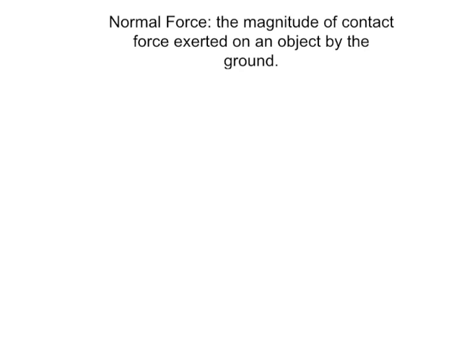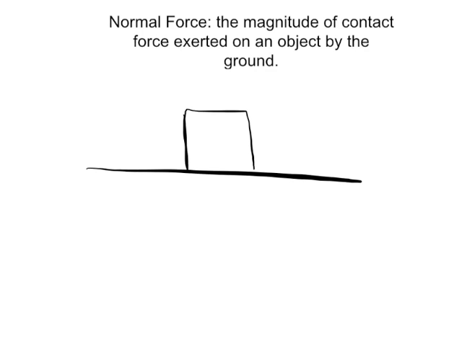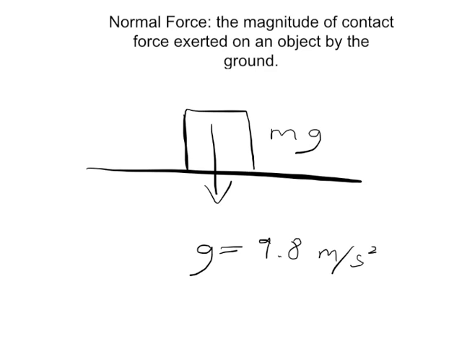In most real-world applications that you'll be looking at, an object is sitting on a flat surface. In this case, the normal force will just be equal to the force of gravity acting on the object. The force of gravity can be calculated by multiplying the object's mass times the acceleration due to gravity, which we call g. On Earth, g is equal to 9.8 meters per second squared.